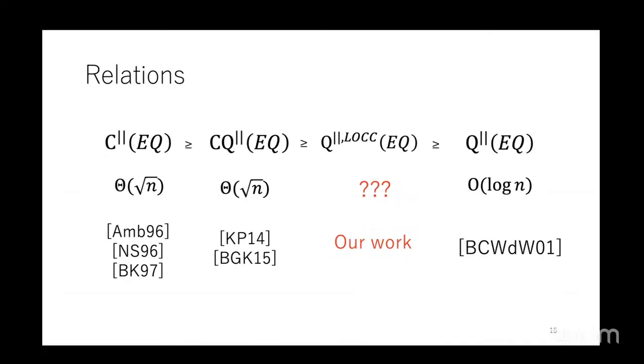So this is the relation between our setting and the previous result. If we consider the full quantum model, the equality problem is very easy. However, for the classical model and the hybrid model, the problem is hard. So our model is between the full quantum model and the hybrid model.